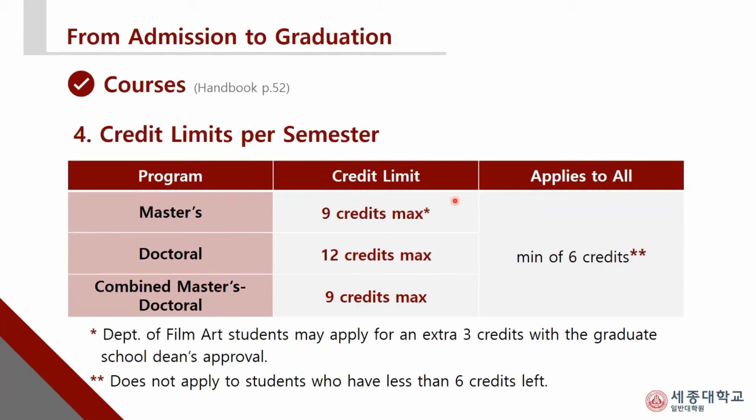And again, as an exception, students in the Department of Film Art may apply for an extra 3 credits with the approval of the graduate school dean. And here where it says you need to apply for a minimum of 6 credits, this does not apply to students who have less than 6 credits left.